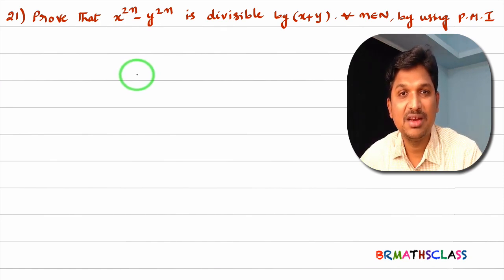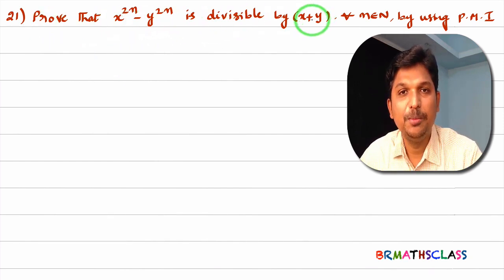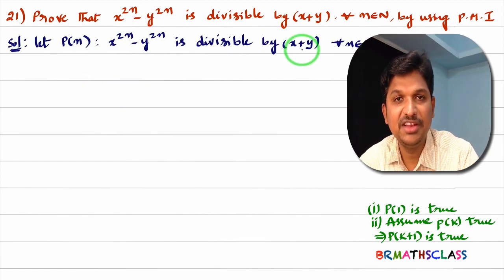This is the last class on Principle of Mathematical Induction. In this class, we will do 4 problems. You observe this statement. We need to prove this statement by using Principle of Mathematical Induction. First, I'll take the given statement as P of n.